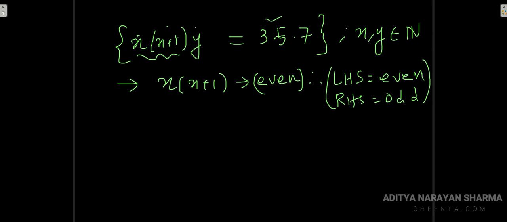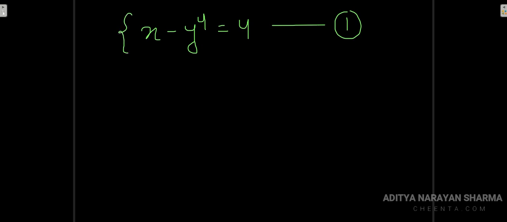Here you see these are the basic techniques we can use. Let's talk about another problem, which goes this way: x minus y to the power 4 equals 4. This is an actual problem that came in some Olympiad. I'm not going to mention which, but let's solve it as if it's a new problem, and using the techniques we have discussed so far, we can solve this.